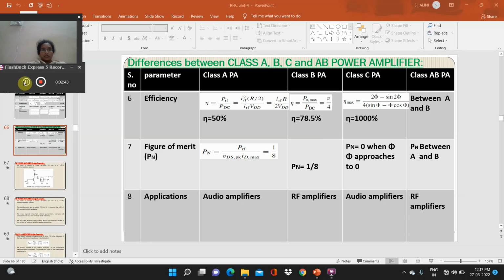Figure of merit, Pn is equal to PRF by VDS into peak ID comma max, which is equal to 1 by 8 for class A, and for class B Pn is equal to 1 by 8. Pn is equal to 0 where phi approaches 0. Pn between A and B. Applications: audio amplifiers, RF amplifiers.